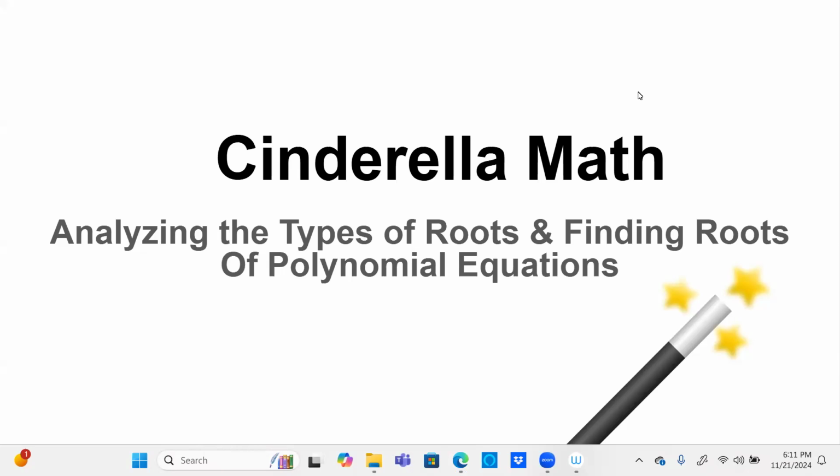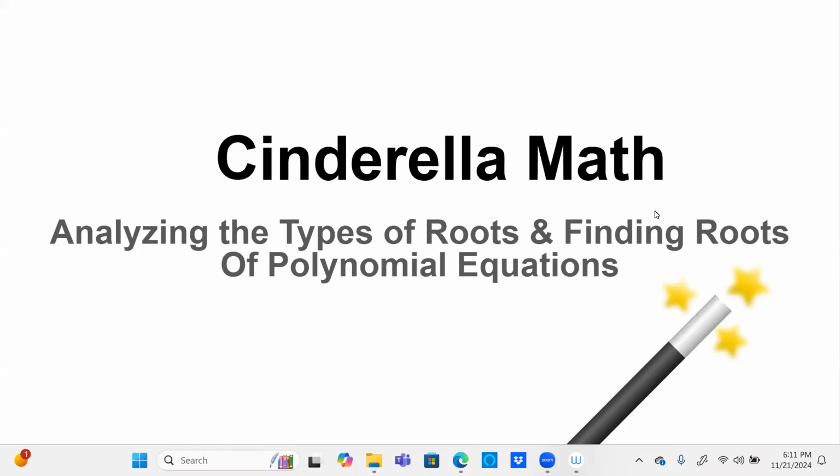Today we'll be analyzing the different types of roots or zeros or solutions, whatever you want to call it, that a polynomial equation can have, and then we will actually be finding the roots. By the different types, I mean like imaginary, rational, real, positive, and negative.